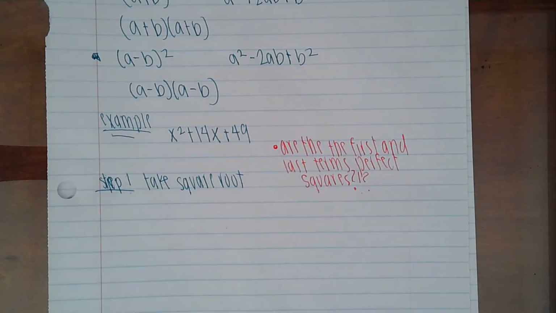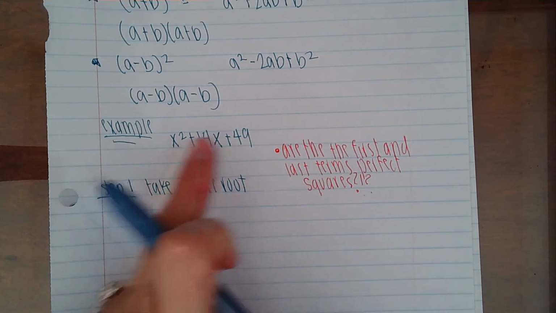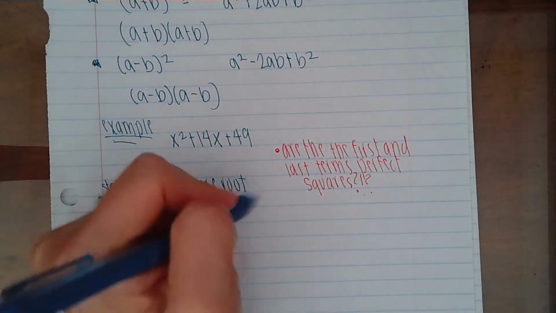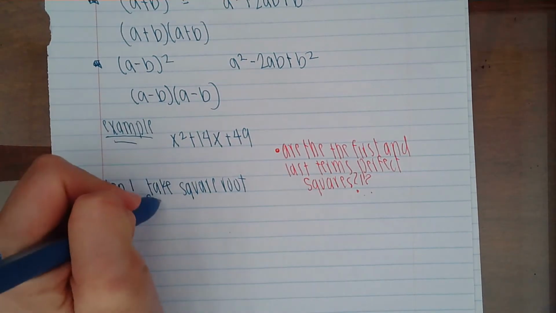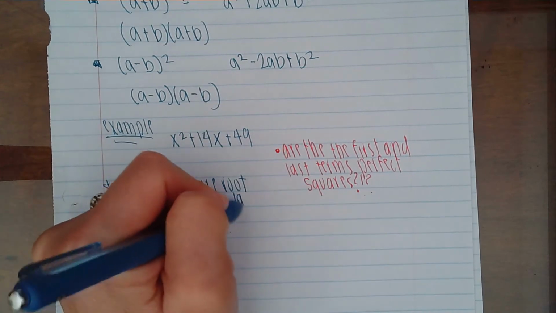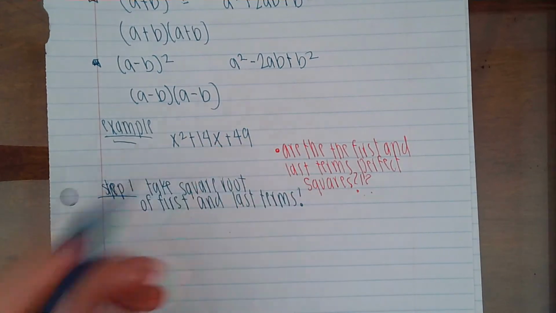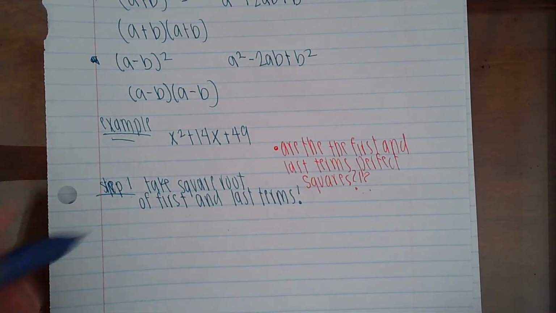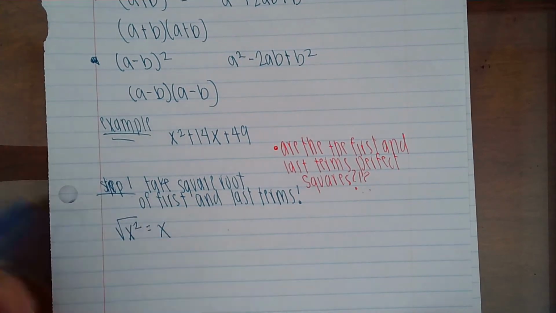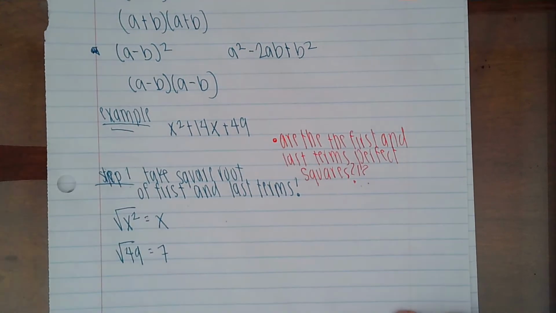You can always just factor it the way we've been doing, but if you can identify a perfect square trinomial, you'll just be able to do it pretty darn instantly. So take the square root of the first and last term. Okay, so I'm going to take the square root of x squared, which will give me x. And I'm going to take the square root of 49, which will give me 7.